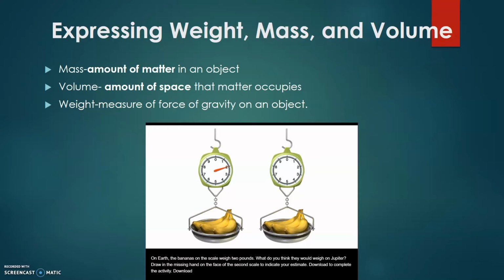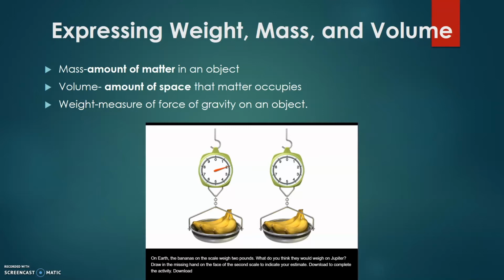What's the difference between mass and weight, because a lot of people get them confused? Weight is the force of gravity on you. On Earth we have gravity, that's what keeps us on Earth. The amount of gravity pushing on our bodies is what affects our weight. The difference is that mass is not affected by gravity.